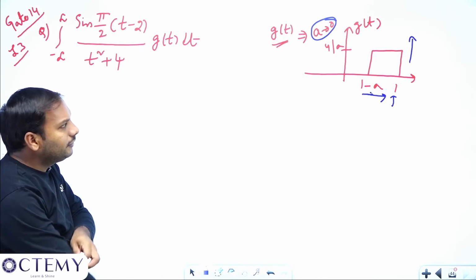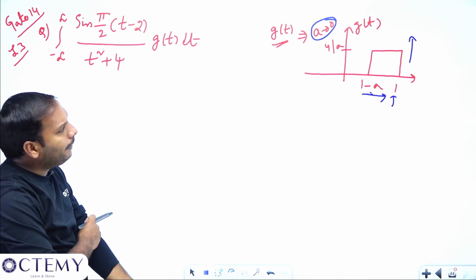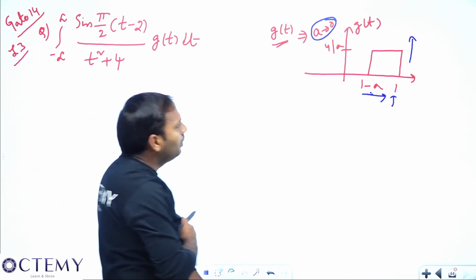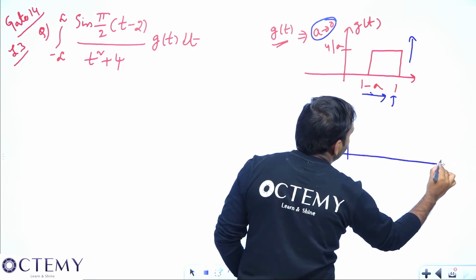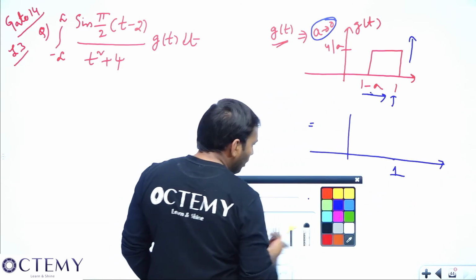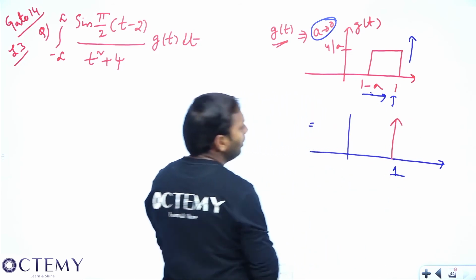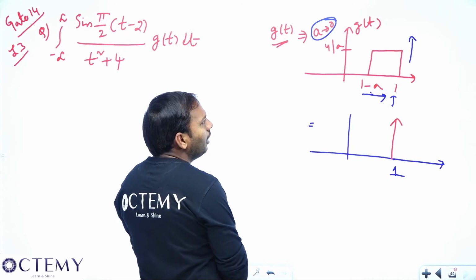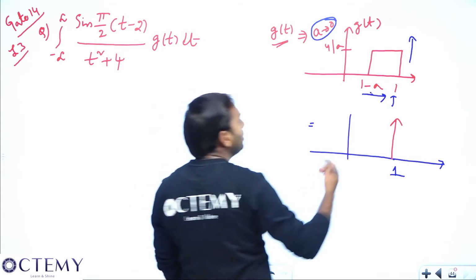So now, if this is 1 minus a, 1, and this is 4 by a, then what will happen is, clearly you understand, if you try to make a tend to 0, it will end up simply at 1. You will find the impulse function at 1. And what is the area of the impulse function?